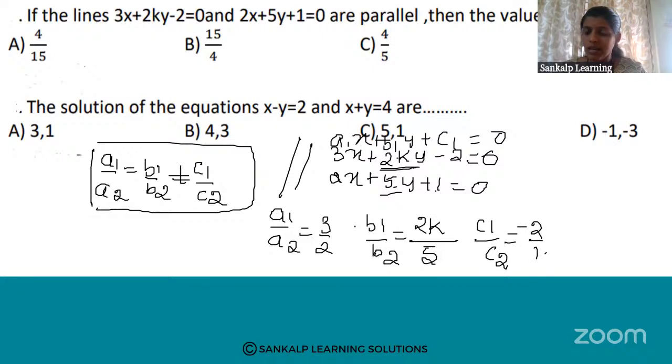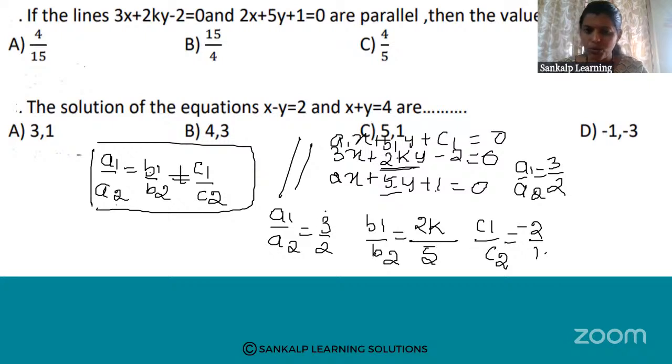A1 divided by A2 value is 3 by 2. Observe, when two lines are parallel, A1 divided by A2 is equal to B1 divided by B2, but it is not equal to C1 divided by C2. C1 divided by C2 will not be equal to these two. Minus 2 divided by 1 came, leave it.